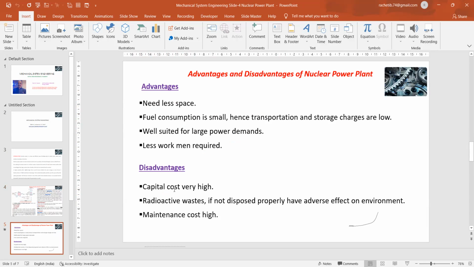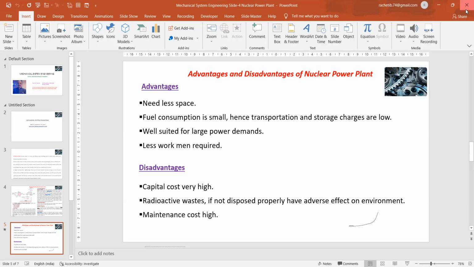Okay. Then merits and demerits we saw. Needs less space, fuel consumption is less, well suited for large power demands. Yes, absolutely. Less workmen required, absolutely. But capital cost is very high because the cost of this fuel is very, very high. Radioactive wastes which come out of this fissioning process, if they are not properly disposed of, have adverse effect on the environment. And as this area is totally radioactive, the maintenance cost also goes on higher side. So these are the demerits of the nuclear power plant.